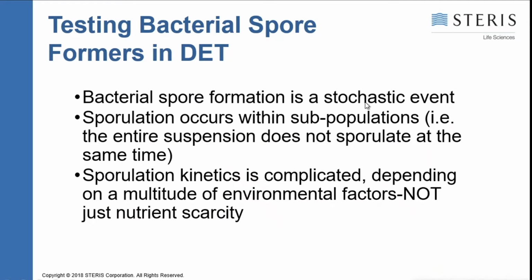Bacterial spore formation is a stochastic event, and sporulation occurs with subpopulations; the entire suspension does not sporulate at the exact same time. So sporulation kinetics are very complicated and depend on a multitude of environmental factors. It's not just nutrient scarcity that can affect when spores are released and germinated in the organism.